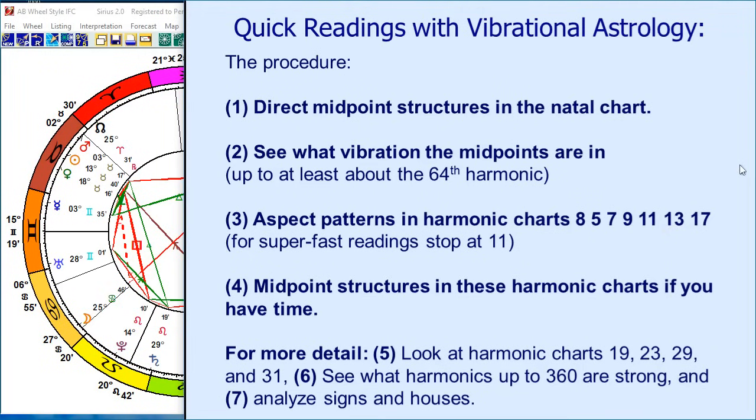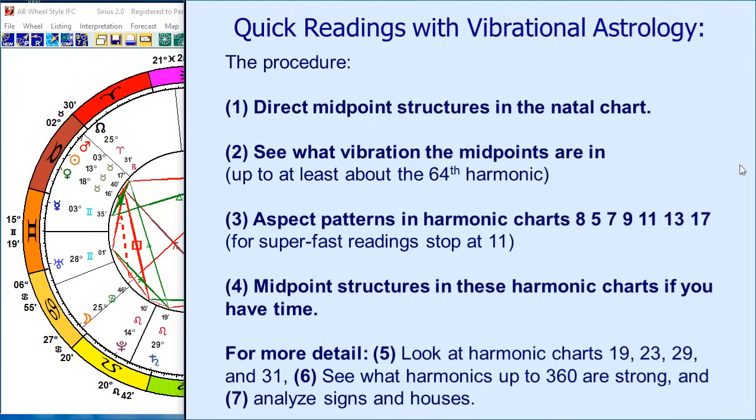Now, how are we going to do all that in 5 minutes? Analyze midpoint structures, vibrations of the midpoint structures, and if I go up to harmonic 11, that's 5 harmonic charts. The reason we can do it so quickly is that the harmonic chart patterns are visuals. You just see the lines drawn in the wheel. So you don't have to go through a lot of listings of detailed information. So you can actually do this very, very quickly. So let's do it.